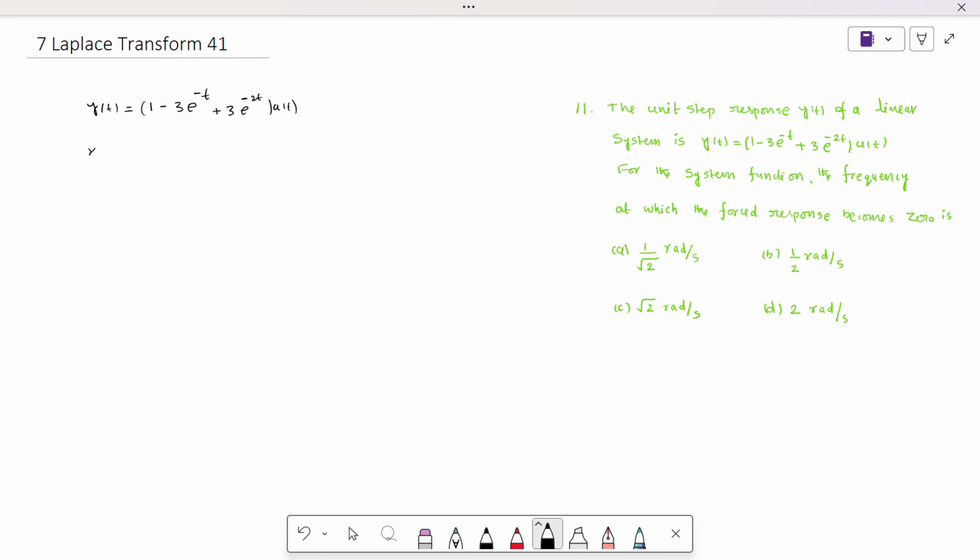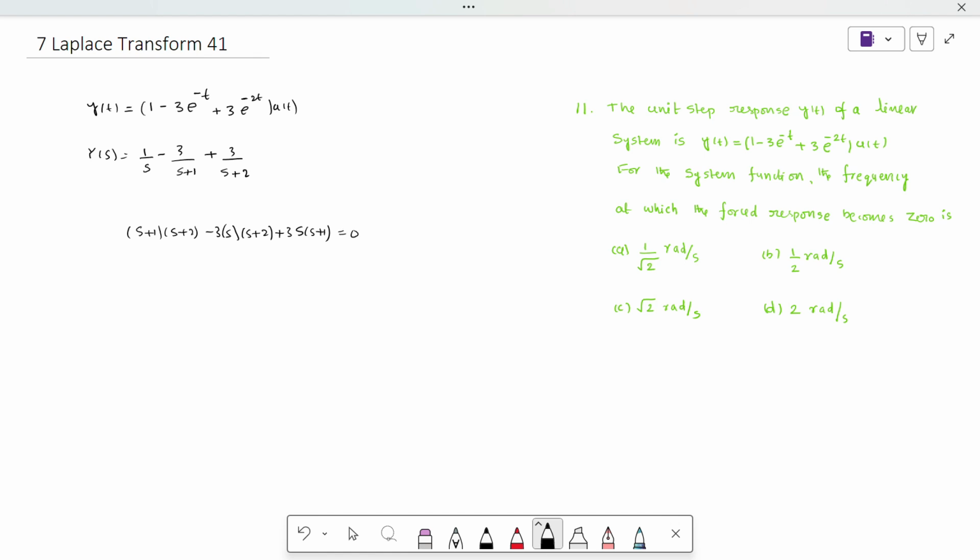So first we need to find the s-domain function. The Laplace transform gives 1 by s minus 3 by s + 1 plus 3 by s + 2. Take the LCM: (s + 1)(s + 2) − 3s(s + 2) + 3s(s + 1). The numerator must go to 0, so that's why I'm not taking the denominator.